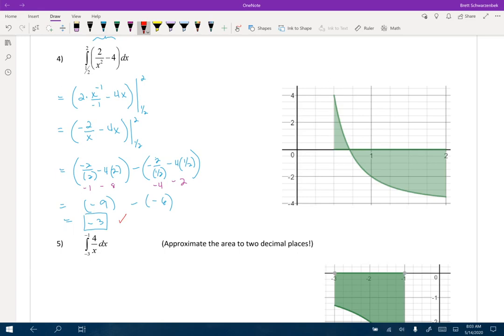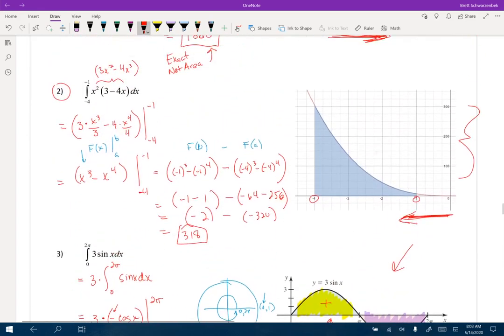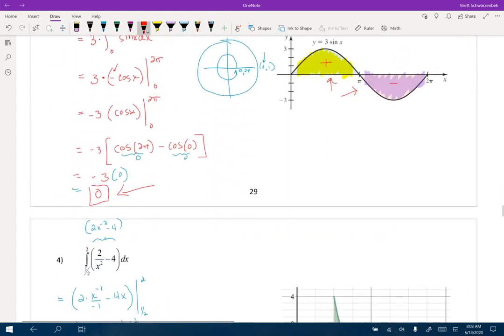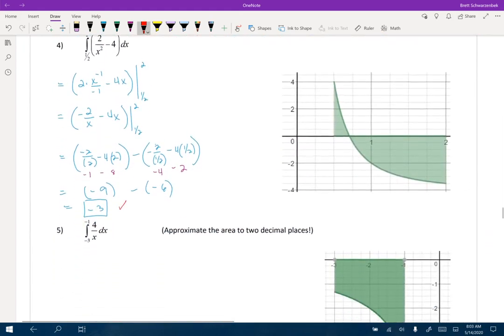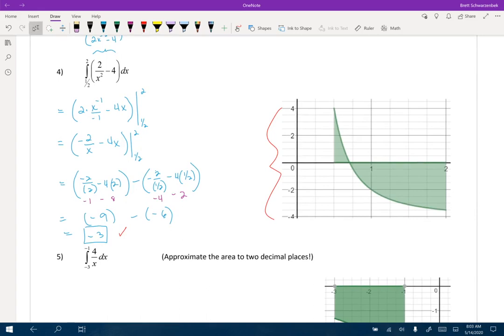Now you might look at this and go, why is the number so small? For these, we had gigantic numbers. Well, remember, those scales were enormous, and this scale is only from 0 to 2. This is just a normal scale, which means this is the more typical area that you find in a regular graph, something much smaller like this. So we do end up with a negative net area of -3 when we're doing this problem.